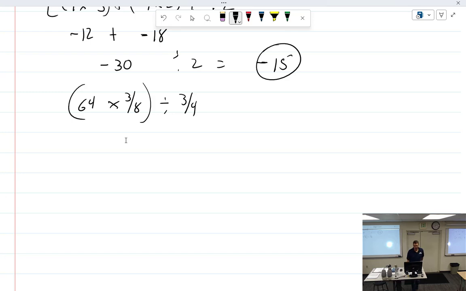And what did you get? Well, if we did it correctly by the parentheses, I don't believe it would matter. You're still going to get the same answer. We would get 64 times 3/8 would equal 24 divided by 3/4, and then 24 divided by 3/4 is 32. All right.